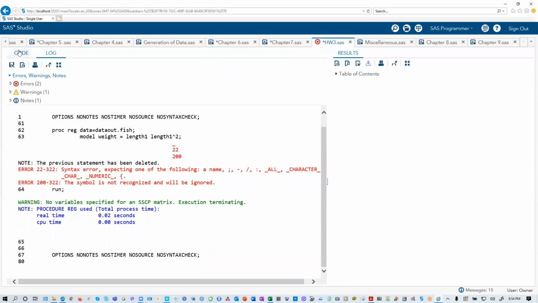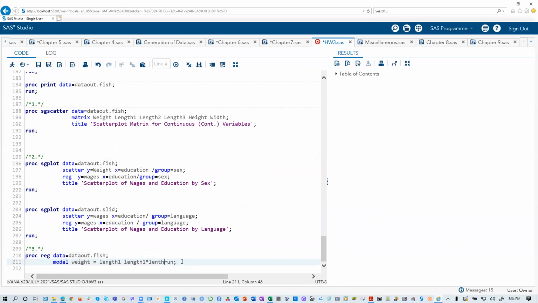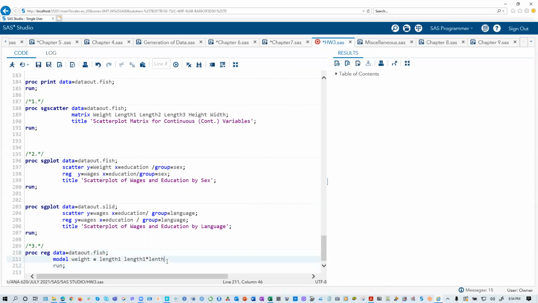No, the square doesn't work. That's the syntax, and it's expecting one of the following names. I'll Google it and try to find out how to do it. No, length. This one should be length times the length. Can you remember we did something like this? Or you have to multiply earlier before we get in over here. Okay, length.